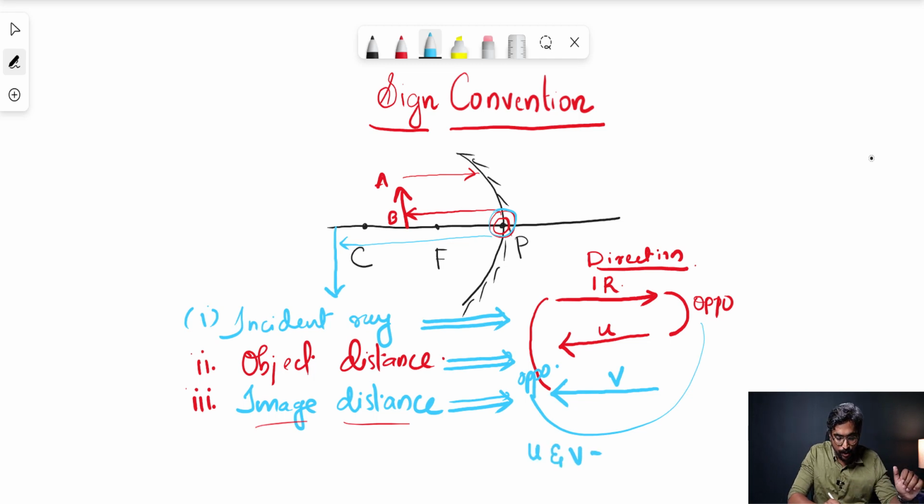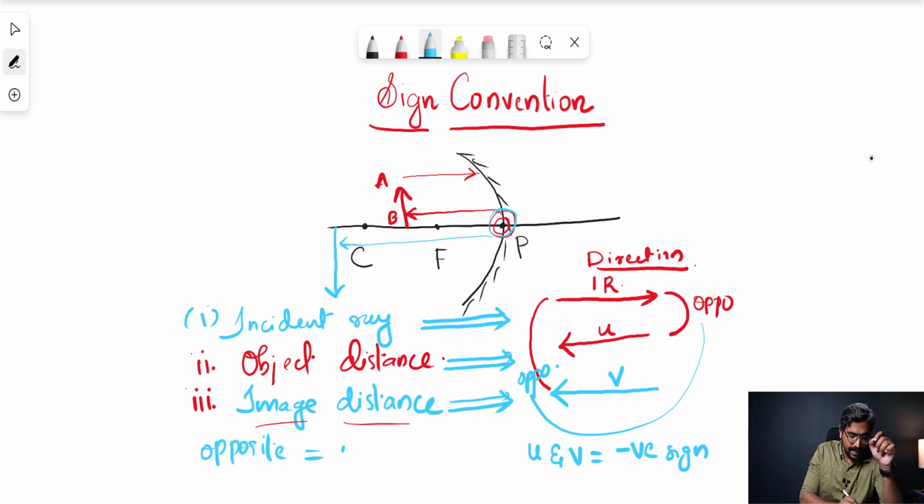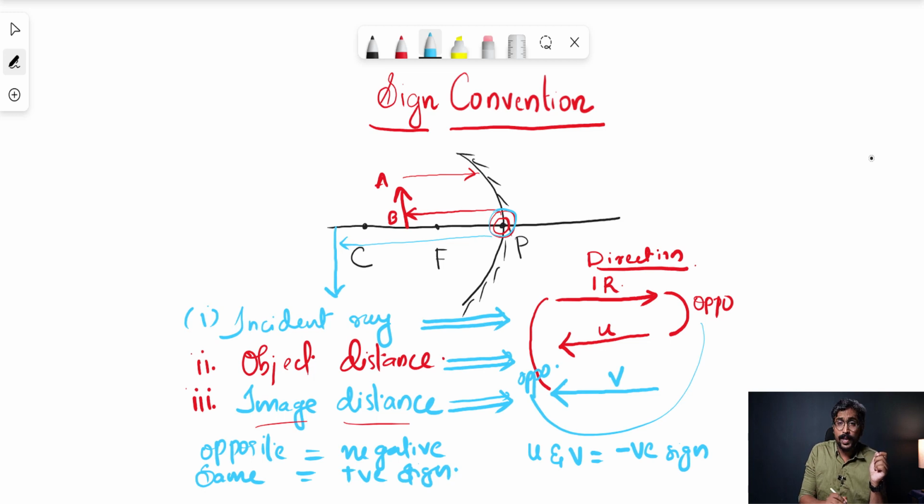So definitely U and V will have a negative sign. So opposite direction means negative. So obviously same sign or same direction, then we will give positive sign. That means if you have calculated the image distance and that image distance is having the same direction as that of the incident ray, then we will give a positive sign. Same side or same direction will give you a positive sign.